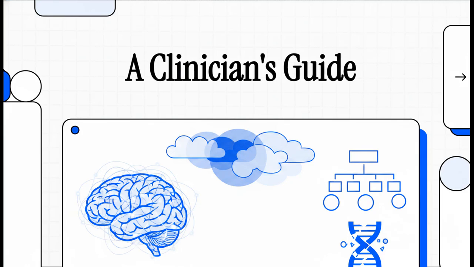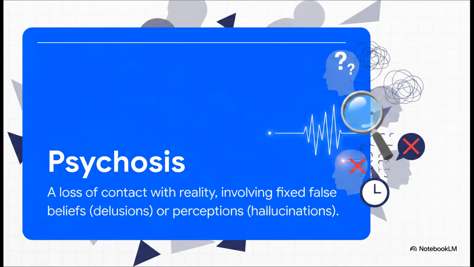All right, let's dive into one of the most complex areas in clinical psychology, the schizophrenia spectrum. What we're going to do here is build a systematic framework, a kind of mental map, so you can navigate these diagnoses with real precision. Let's get started. So, first things first, we have to get on the same page about what psychosis actually means.